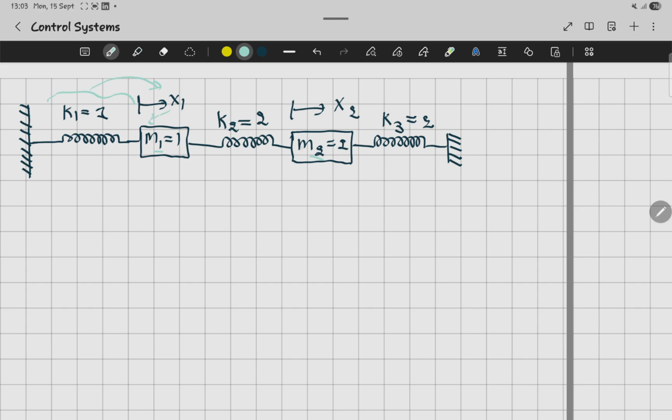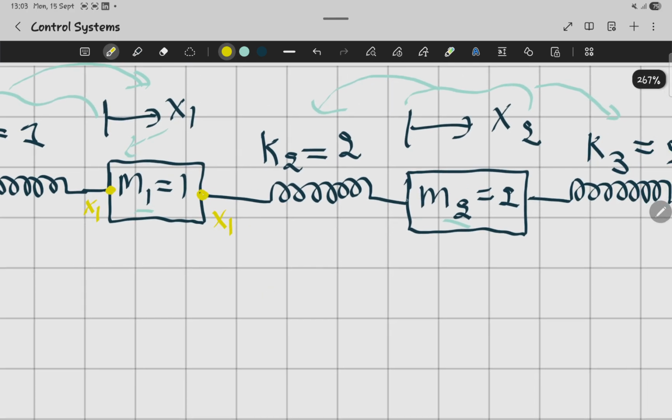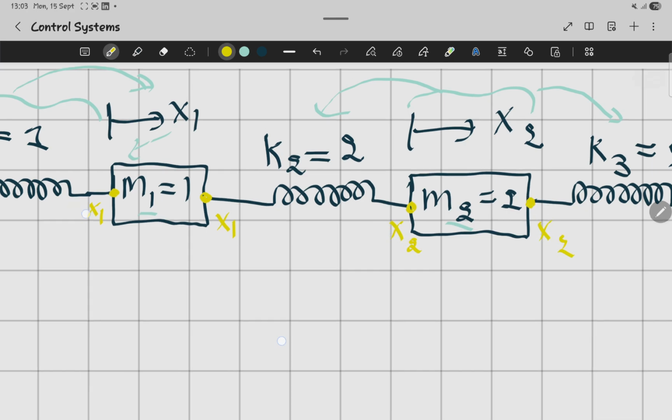Now x2 will be applied to this one and that one there. Let me just give you it in detail. So this is where you're going to have x1. Here you will get x1. This is where you're going to have x2, and this side you're going to get x2.